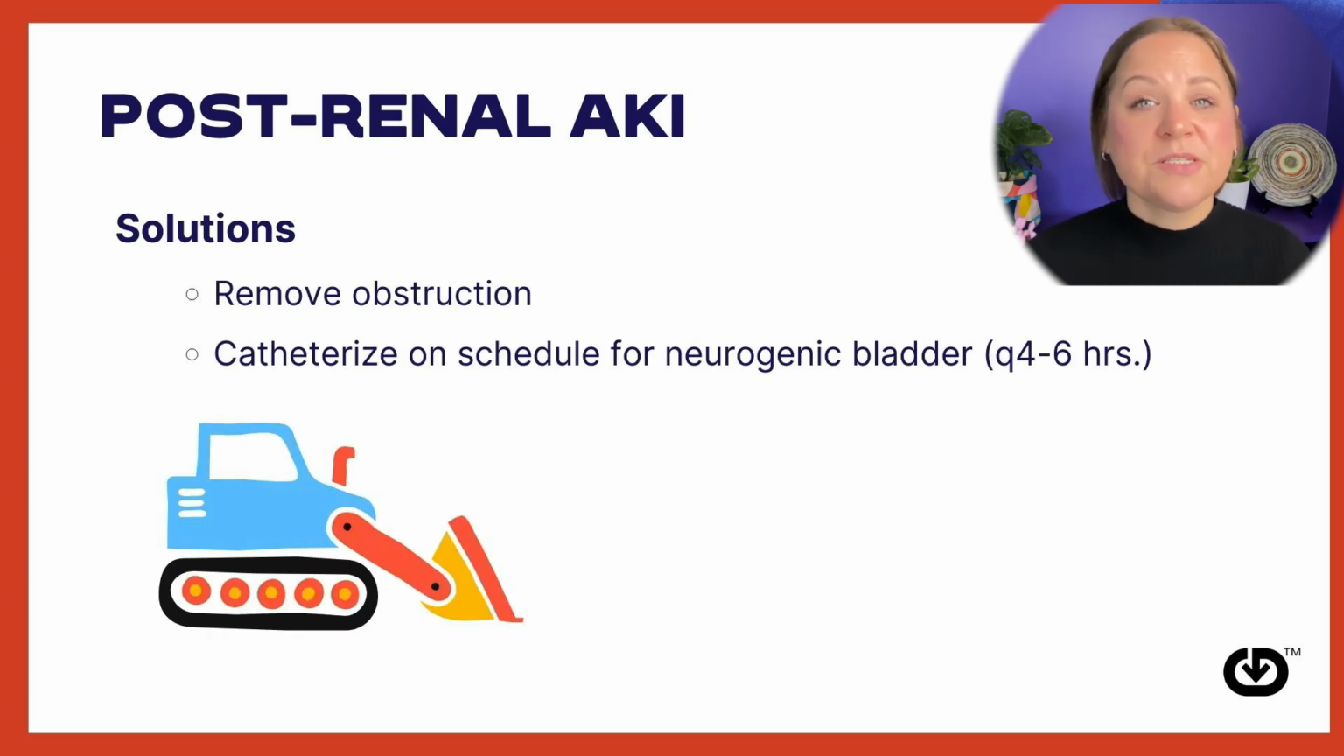Now, the solutions for post-renal acute kidney injury include removing the obstruction itself, so removing the kidney stone, having a TURP for an enlarged prostate, removing a tumor, or catheterizing on a schedule for a neurogenic bladder, ensuring that the bladder is emptied regularly so that it does not fill up.